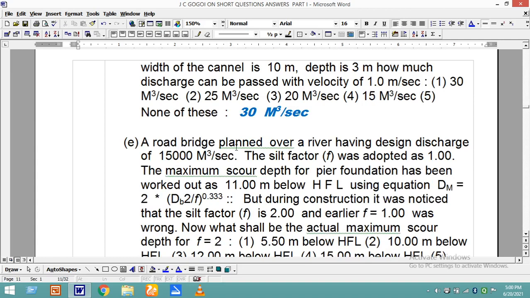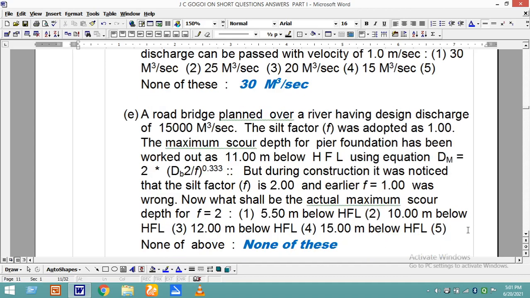A road bridge was planned over a river having design flood discharge of 15,000 cubic meter per second. Silt factor was adopted as 1. The maximum scour depth for pier foundation has been worked out as 11 meter below HFL using the equation dm equal to 1.34 multiplied by Db square divided by f. But during construction it was noticed that the silt factor is 2 and earlier silt factor 1 was wrong. Now what shall be the actual maximum foundation depth for silt factor 2? 5.5 meter. Since it is 1, it is 2. So 10 meter below HFL, 12 meter below HFL, 15 meter below HFL.